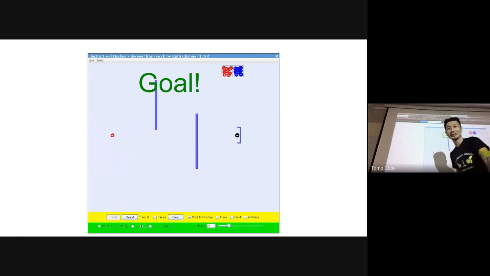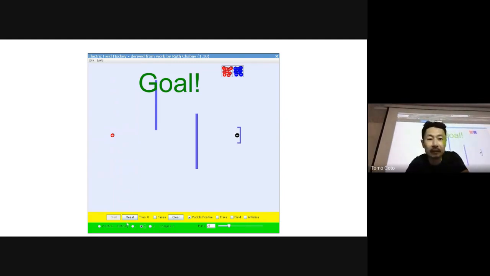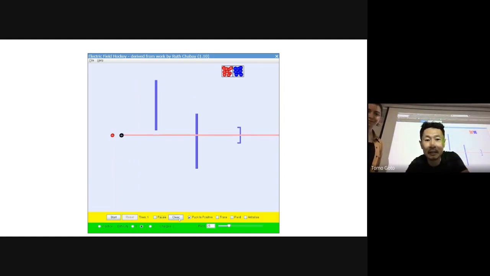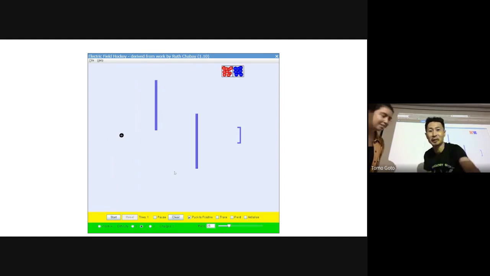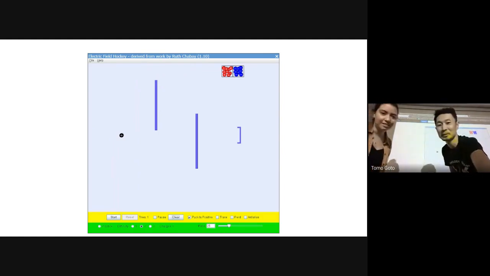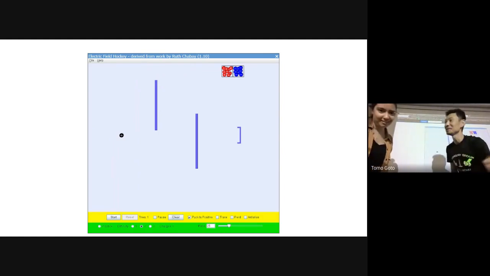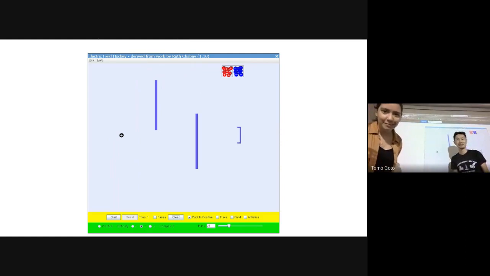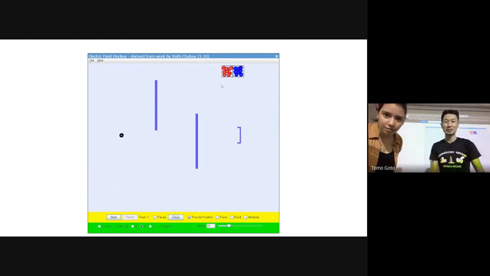Okay, now you have a more difficult situation, right? Sorry. I have to reset. Okay. Clear, right? Okay. Now you have a blockade here. So you have to go something like this or something like this. So I think you need to use the mouse. Can you use the mouse? Yeah.